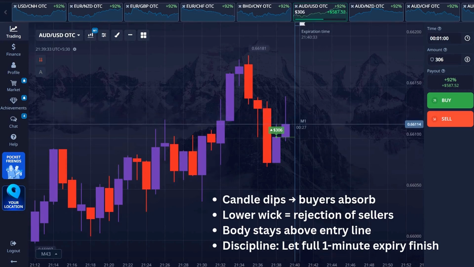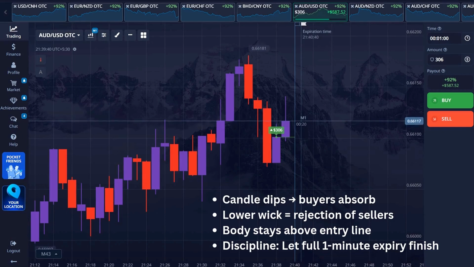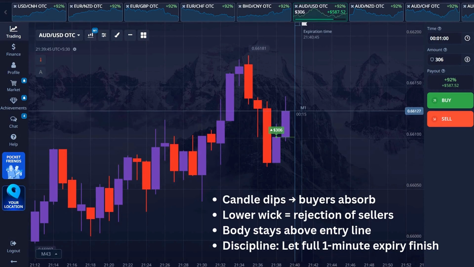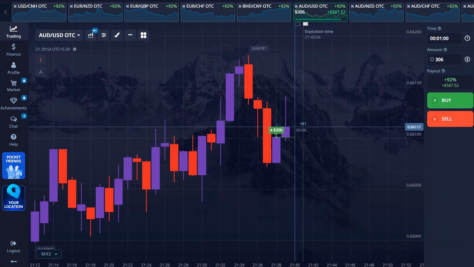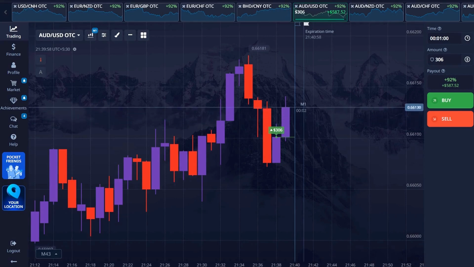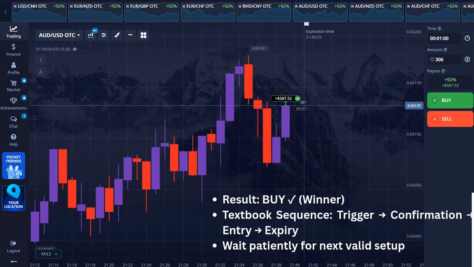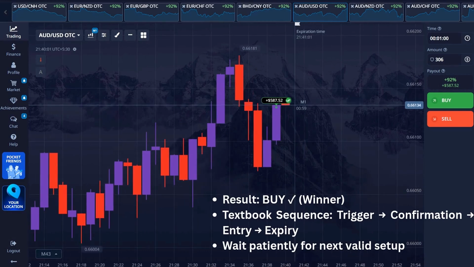Notice what's happening. At first, the candle dips slightly, retesting the confirmation zone, which is normal. A lower wick forms, meaning sellers tried to push price down, but buyers quickly absorbed that pressure. As the candle develops, the body stays above my entry line, showing that bullish momentum is holding. This is exactly how the strategy is designed to work. After a big push in one direction, the opposite side fights back, and the next candle often continues that reversal. And the candle closes above my entry, which makes this buy trade a winner.